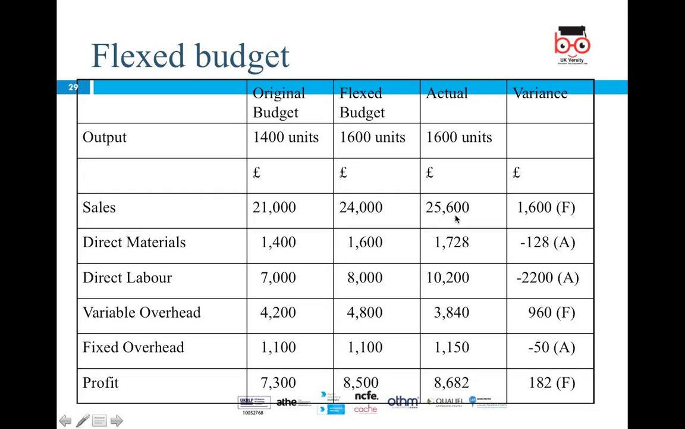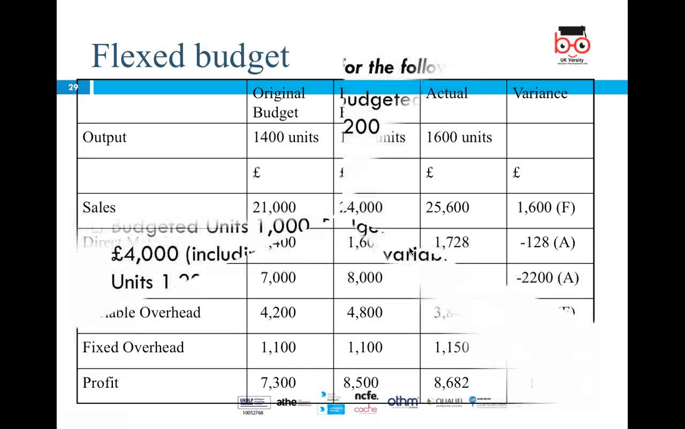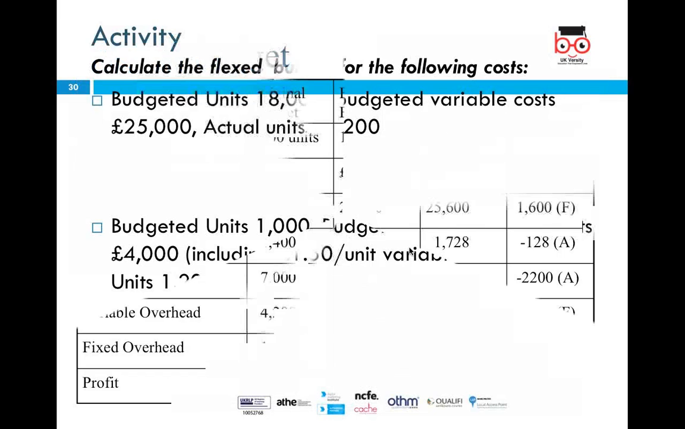So with the flex budget and the actual budget, we make some adverse and favorable variances here. For example, the flex budget is 24,000 sales, and then actual is 25,600, and then we have found the favorable variance here. These are the difference between these 2 columns, flex budget and actual, so the favorable variances are in terms of the actual and flexible, not the original.